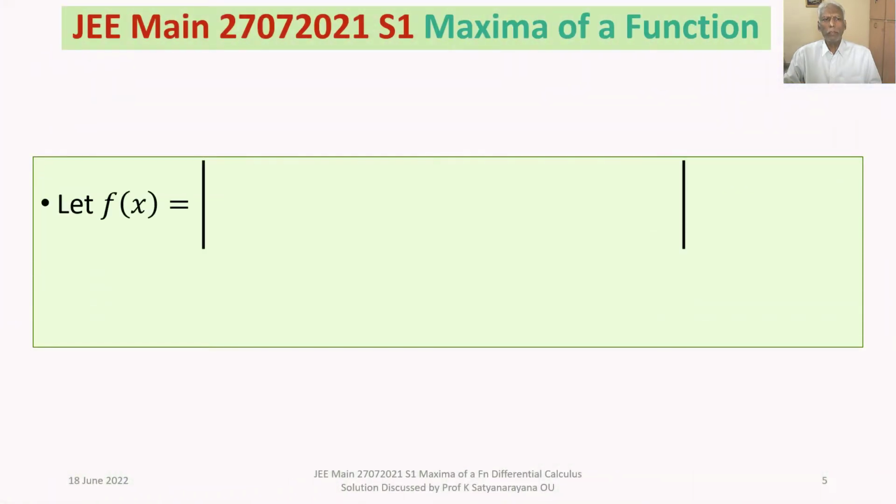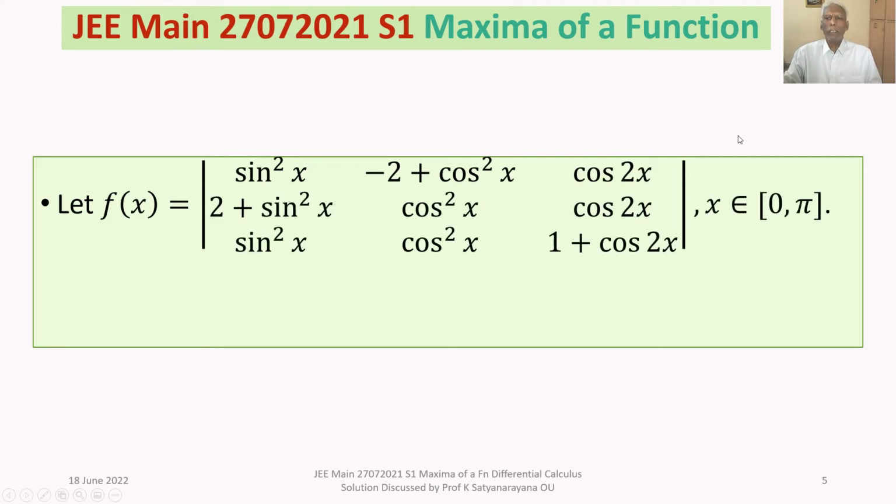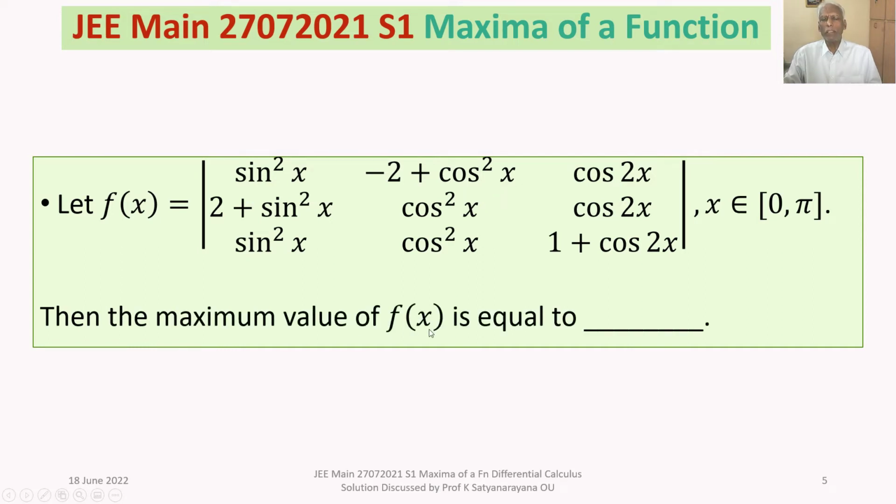The problem is, let f of x be equal to a 3 by 3 determinant whose first row is sin square x, minus 2 plus cos square x, cos 2x. The second row is 2 plus sin square x, cos square x, cos 2x. Third row, sin square x, cos square x, 1 plus cos 2x, where x belongs to the closed and bounded interval 0 to pi. Then the maximum value of f of x is equal to.